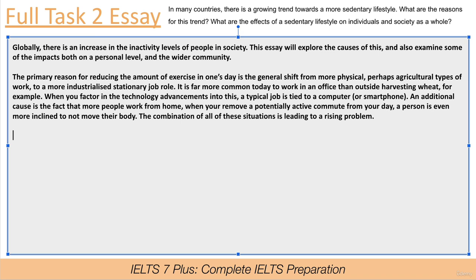Okay, let's read it back. The primary reason for reducing the amount of exercise in one's day is the general shift from more physical, perhaps agricultural types of work, to more industrialized and stationary job roles. It is far more common today to work in an office than outside harvesting wheat, for example. When you factor in the technology advancements into this, a typical job is tied to a computer or smartphone.